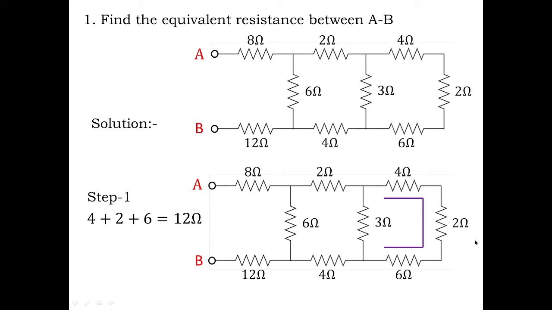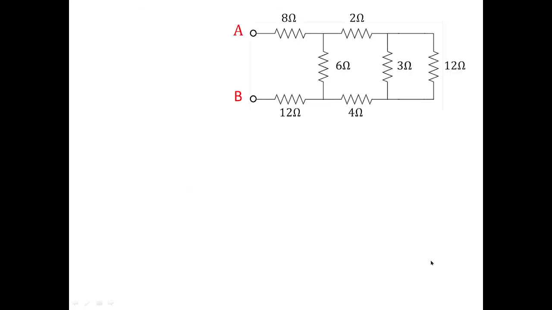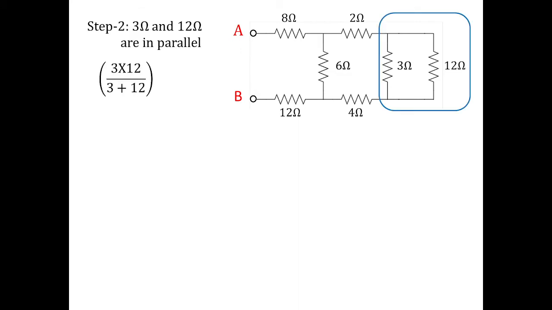After getting the value as 12 ohms, the 12 ohms is in parallel with 3 ohms. So this is the reduced network of 3 parallel to 12. This parallel combination will give you the result as 3 into 12 by 3 plus 12, whose value is nothing but 12 by 5, or you can take the value to be 2.4. This 12 by 5 can replace this parallel circuit in this fashion.